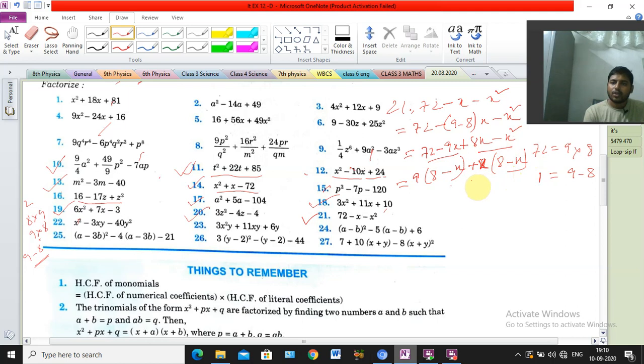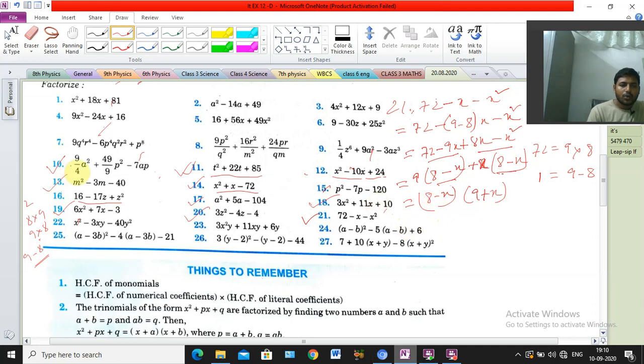Clear? So now see, we are getting 8 minus x in the bracket, here also 8 minus x, the same thing, that means 8 minus x, and the other factor is 9 plus x. Clear or not? So this is the answer. Very easy or hard? Very easy question, easy problems, but the concept should be clear, otherwise you cannot solve it. That is the main thing. Okay, next.